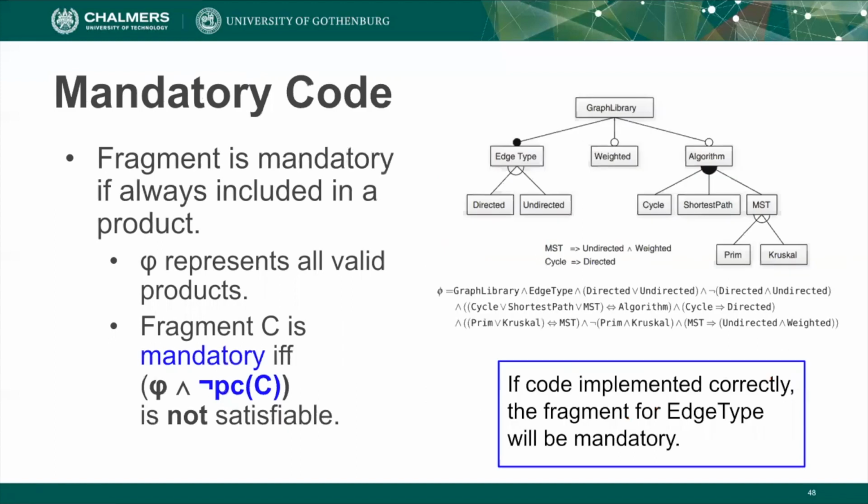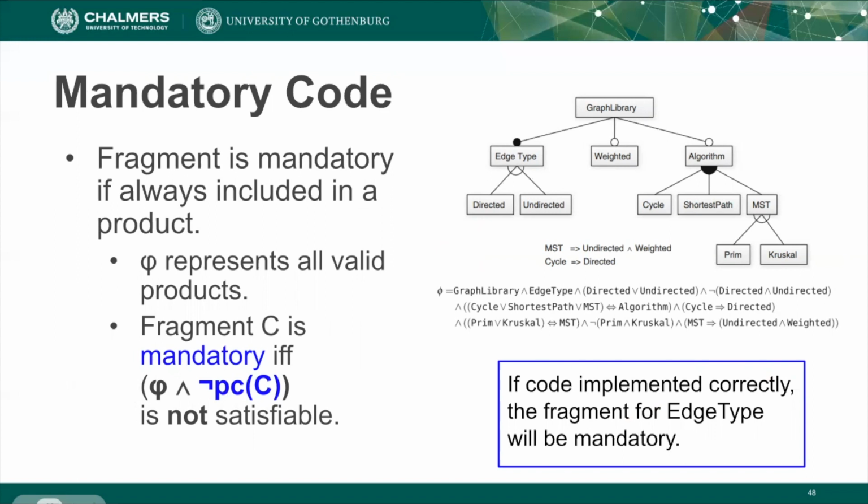In a similar manner, we can detect code fragments that are included in all products. The code fragments, they're mandatory. And a code fragment is mandatory if phi implies the presence condition, or in other words, phi and not PC of C is not satisfiable. If it comes back and says that we can't find a product without meeting the presence conditions for C, that means that C is mandatory.